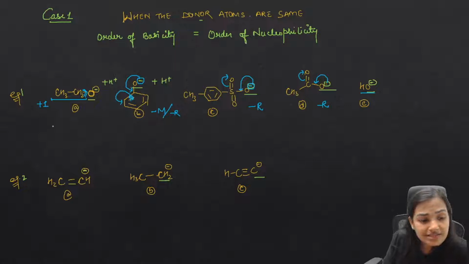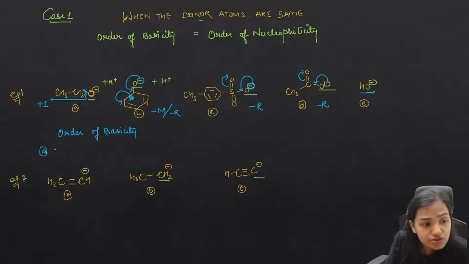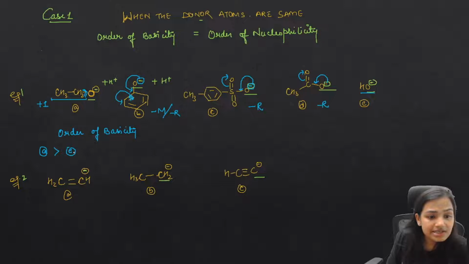So if I have to give the order of basicity, A is going to be a stronger base than E. Why? Because in the case of A, you are having a plus I effect, so the electron density is increasing. Now in the case of E, there is nothing, it's a reference atom. This is resonance stabilized.